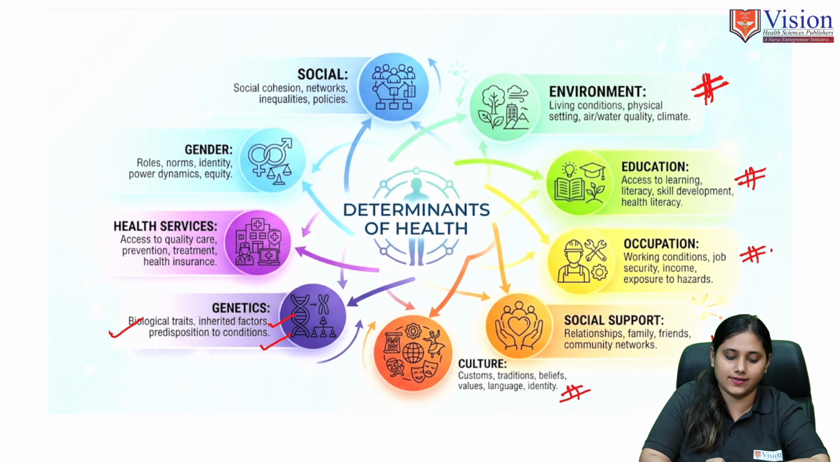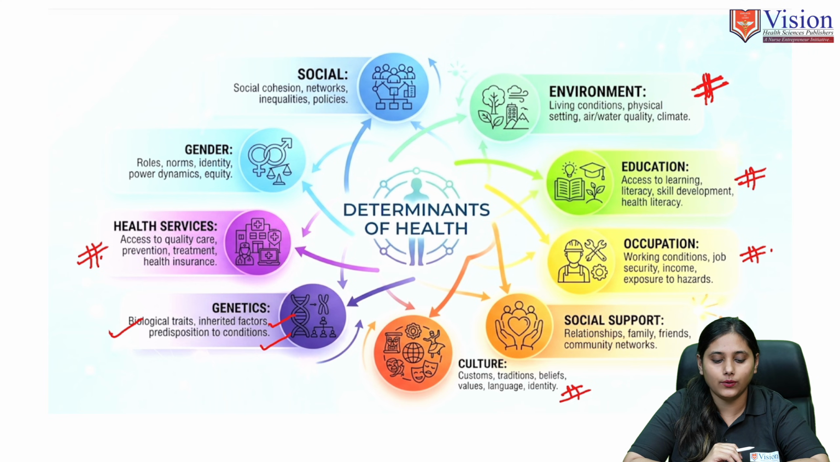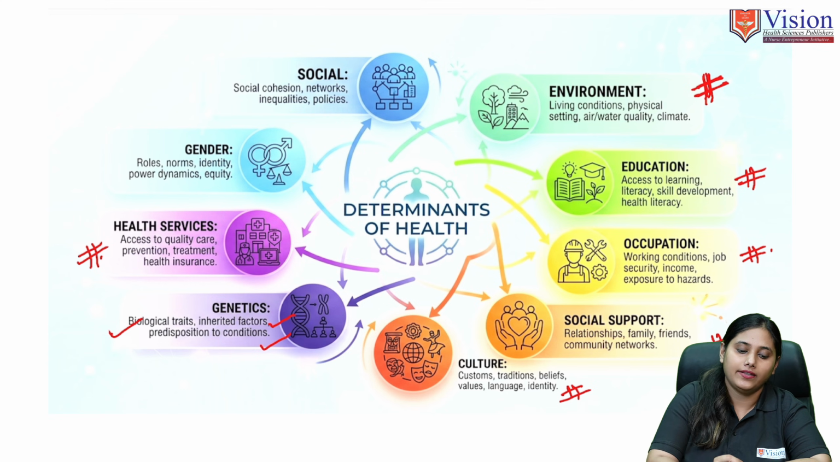Then the health services. How do the health services affect health? They include access to quality care, prevention, treatment, and health insurance. If we have good health services easily accessible nearby, we will have good health. Then the gender.